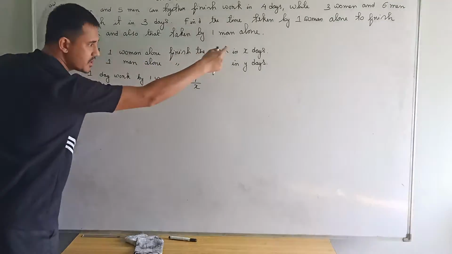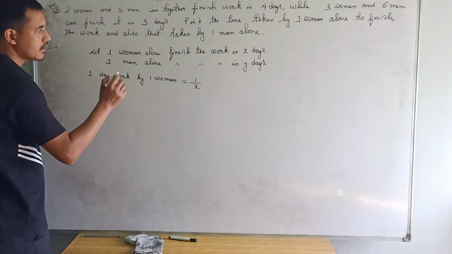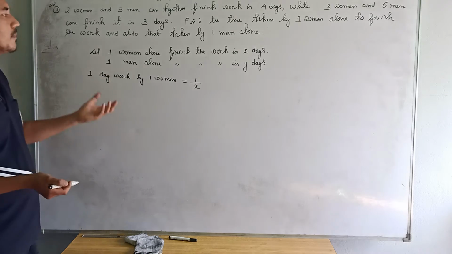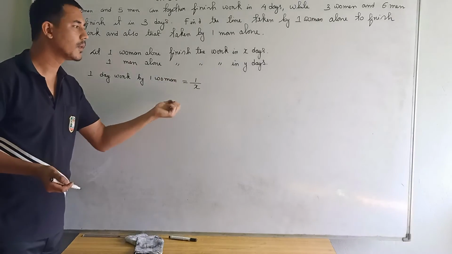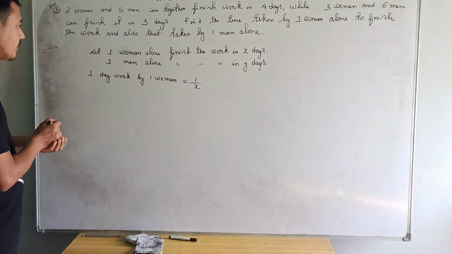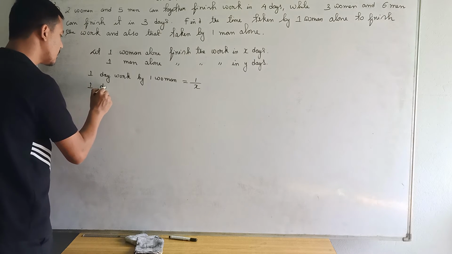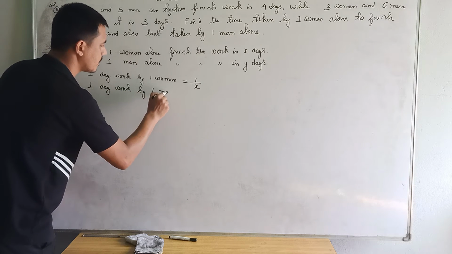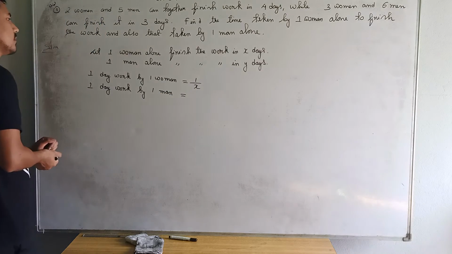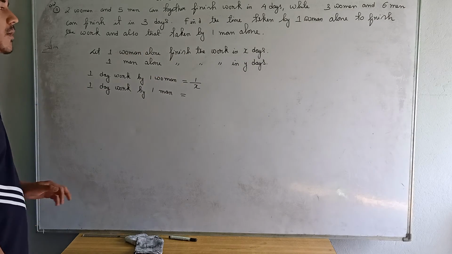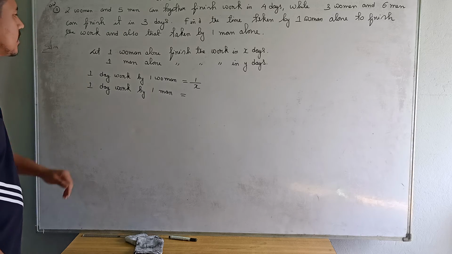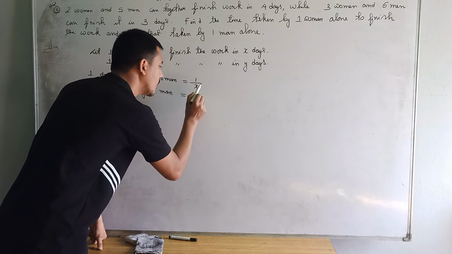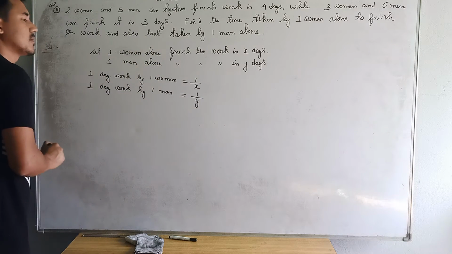One man alone can finish it in Y days. Then in 1 day, if this man works alone, he will be able to complete only 1 by Y of the work. Are you following that? So 1 day work by one man: he can finish the work all alone in Y days, then in 1 day he will only be able to complete one part out of the total days.